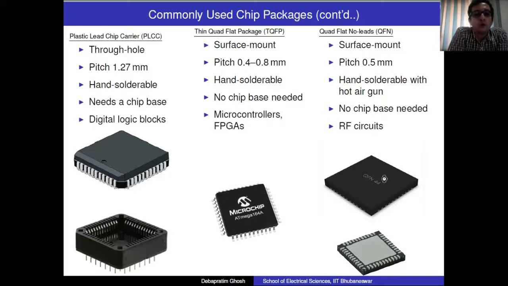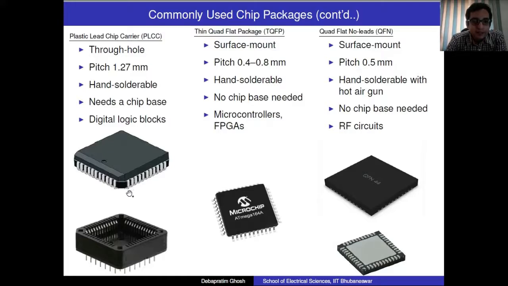Now let's go to more complex ICs. Until now, the chips that we saw have pins on only two sides. Now in this particular slide, I am showing you something which has pins on all four sides. So rather they are square in geometry. The first one is called a plastic lead chip carrier, or PLCC. These are through hole components because they need a base.